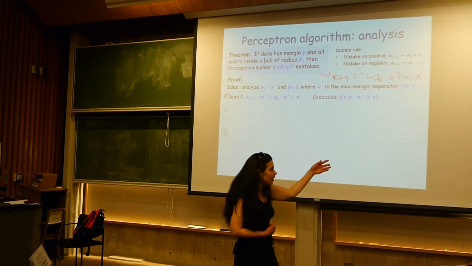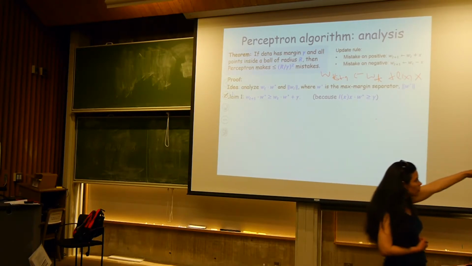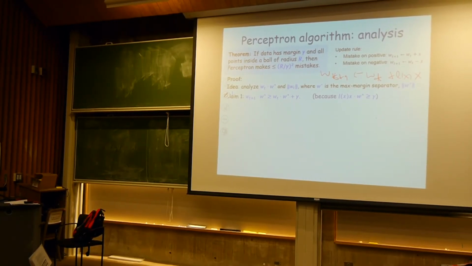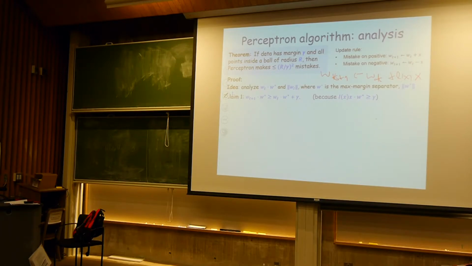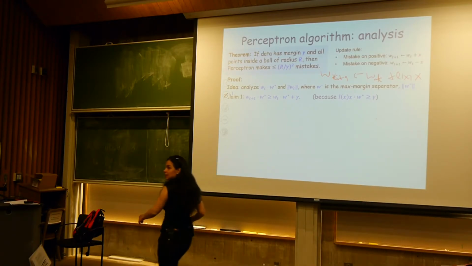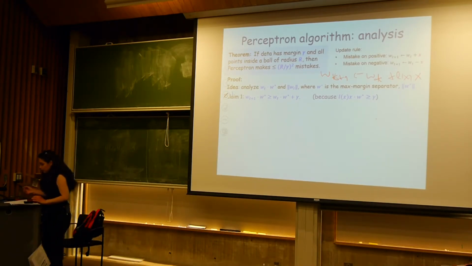And so now given this fact, I can just compute WT plus 1 dot W star, which will be WT dot W star plus exactly the label of X times W star dot X. But I know that because W star has margin at least gamma, that second term is at least gamma. So that immediately implies what I want. Is this clear?